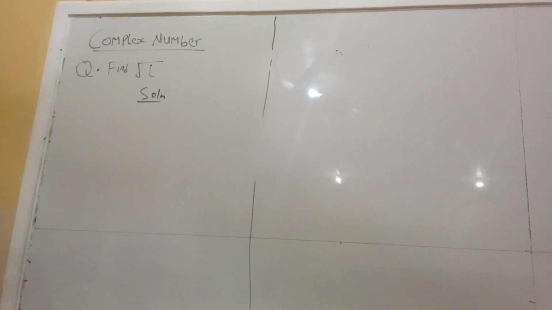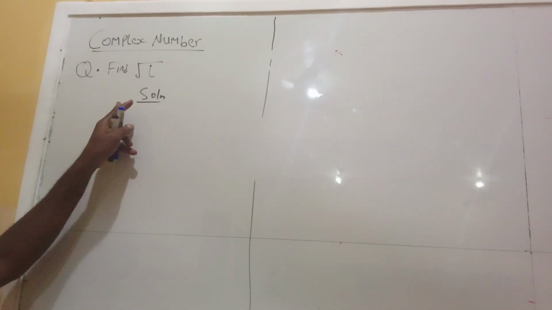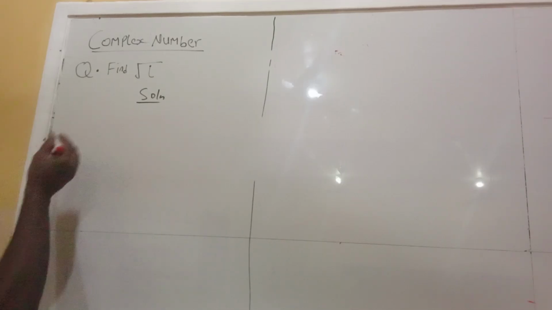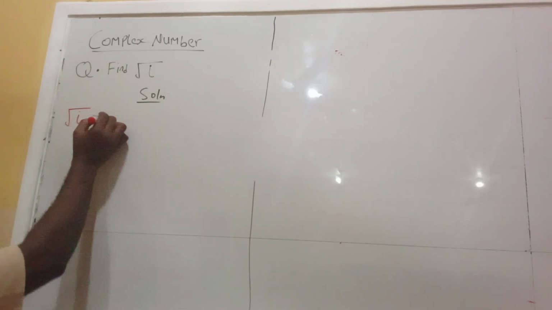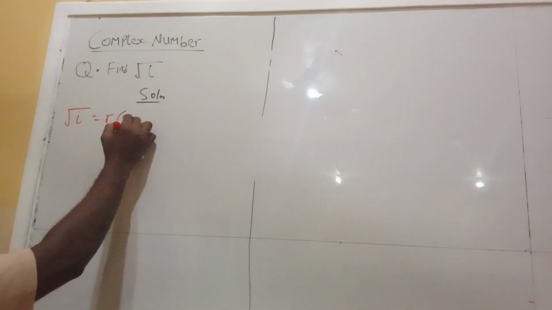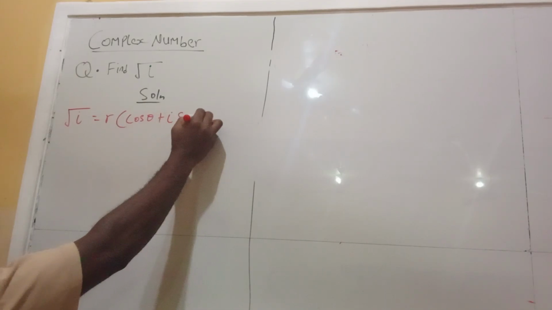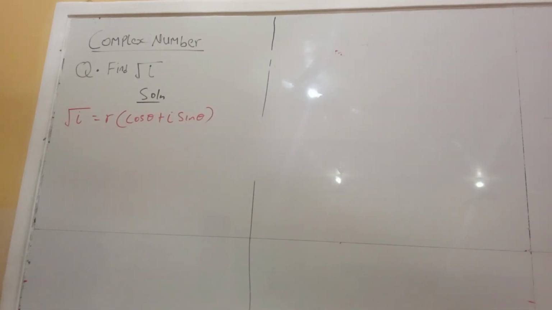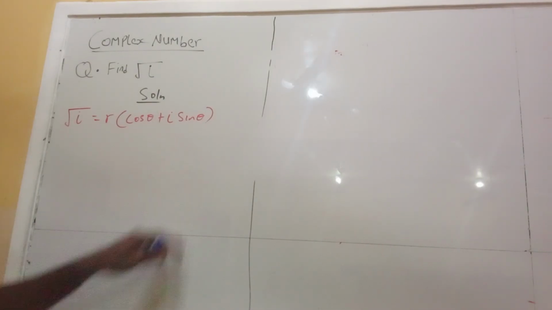So in this video, we're going to use the second method to find the square root of i. Now let us assume that the square root of i is equal to r open bracket cos theta plus i sine theta. This is another way of expressing a complex number in polar form, right?